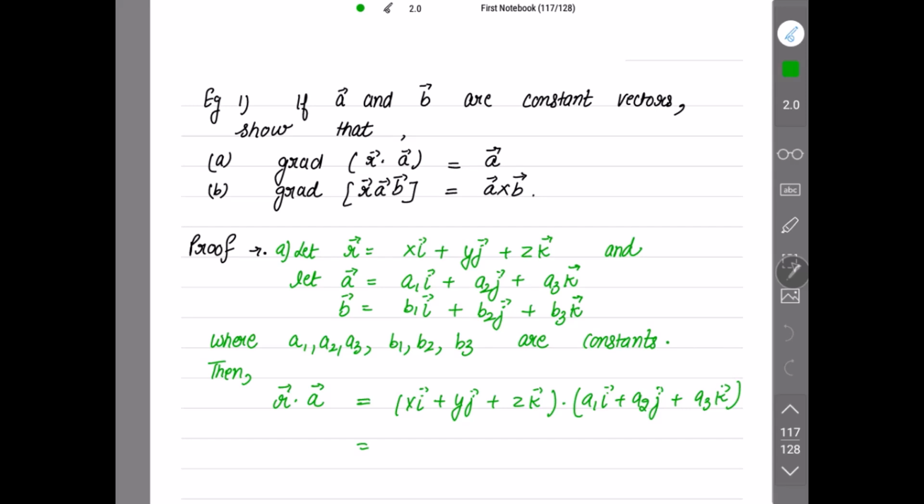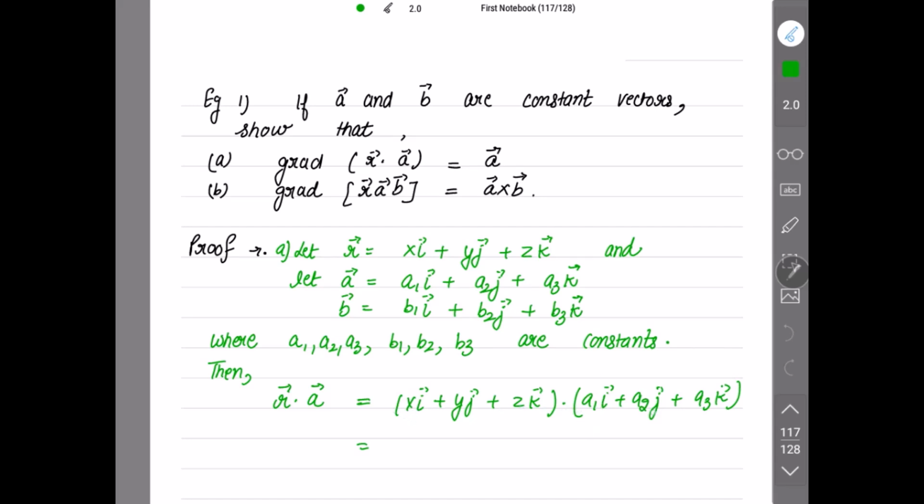Then first we calculate this product, the bracket r dot a. So r is given, put the values for r and a. Now the dot product: i dot i is 1, j dot j is 1, k dot k is 1. But the dot product for i and j, i and k is 0, meaning different unit vectors have dot product 0. The same vector has dot product 1. So if we take the dot product, the first one will be a1x, because i dot i is 1.